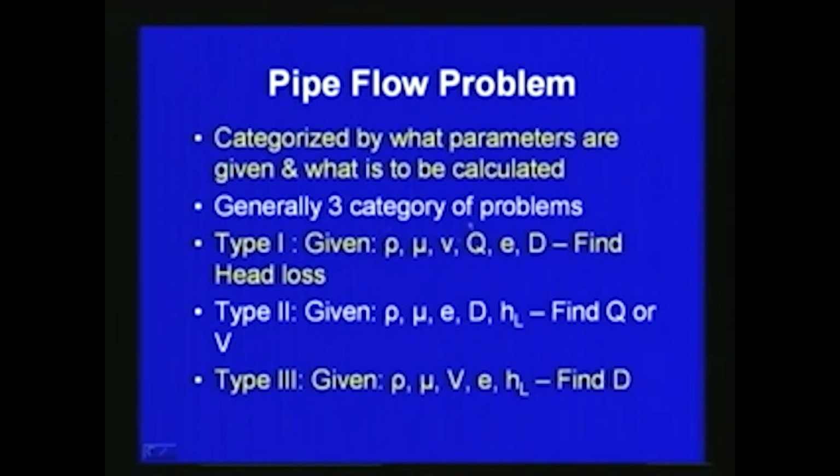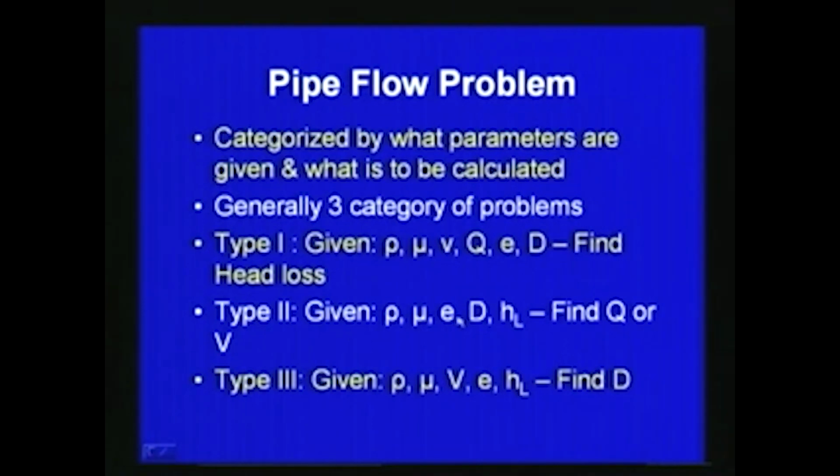In the first category, type 1, generally the fluid parameters like density, dynamic coefficient of viscosity and velocity will be given, discharge will be given, and also the pipe material like the roughness height and the diameter will be given. We have to find out the head loss. So, this type of problem is the type 1 problem, a direct problem, since we have to calculate the head loss.